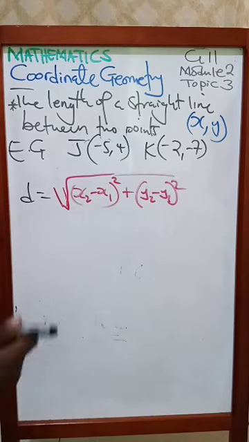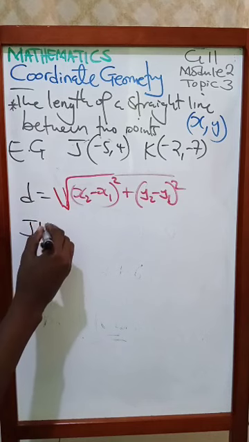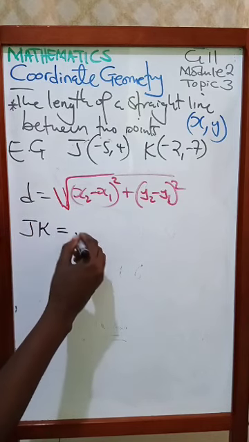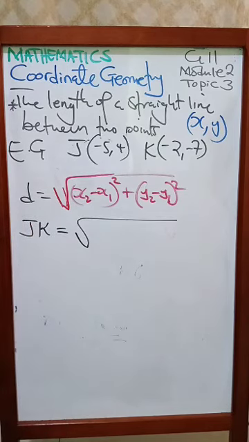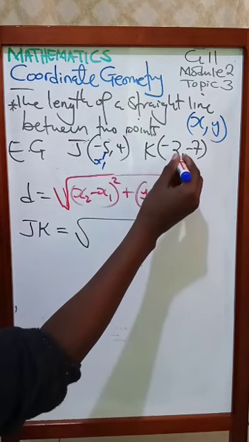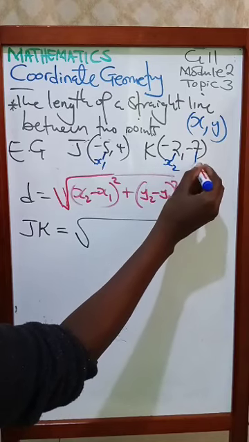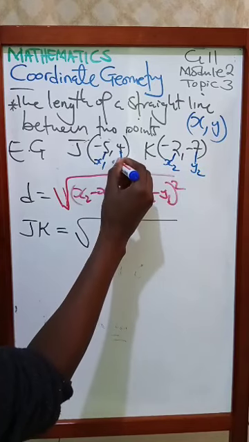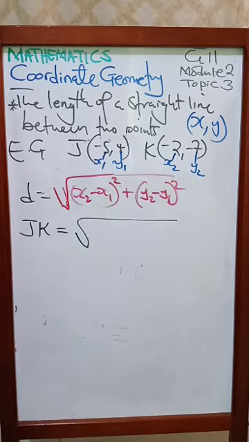So how do we find the length of the line JK? In order to find the length of the line JK, you can say JK is equal to, you write the formula the way it is, just to make sure you don't mix up the variables. So if this is your x1, then you indicate x1. This is your x2, then that one will be your y2. This one is going to be your y1. So after doing that, you simply replace in the formula.